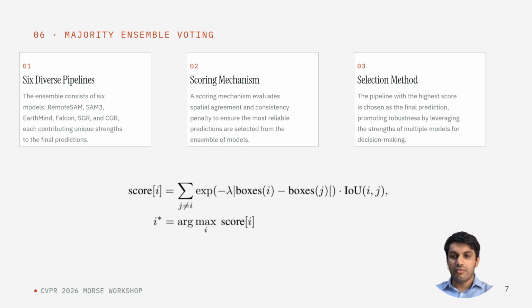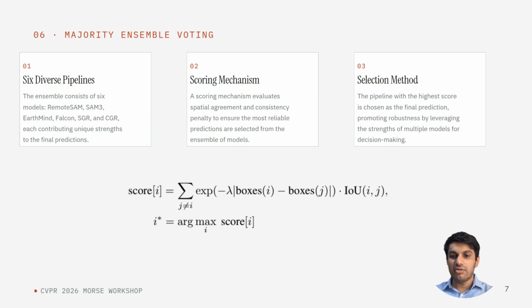In addition, we introduce an exponential penalty term when there are large discrepancies in the number of detected objects, so that pipelines with inconsistent object counts are weighted less favorably. After computing pairwise agreements, we aggregate the scores for each pipeline to measure its overall consensus with the ensemble. The pipeline with the highest aggregate agreement score is then selected, and its predictions are used as the final output.